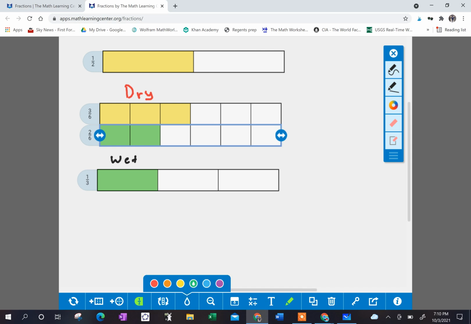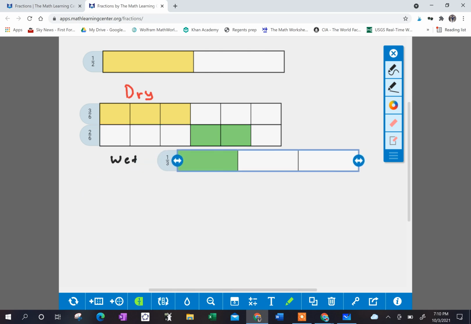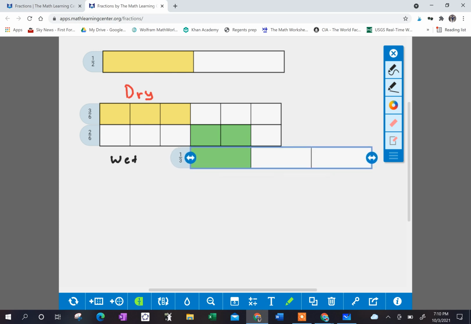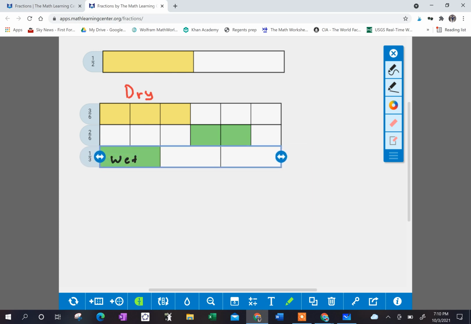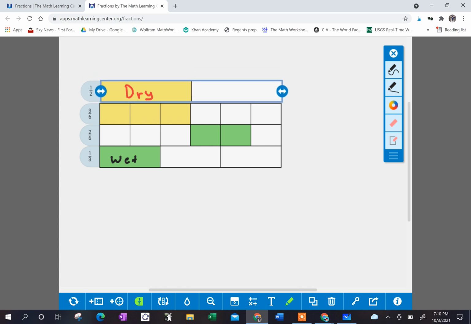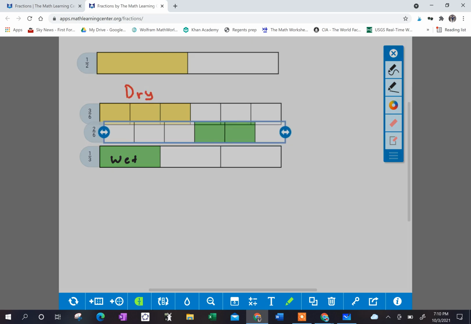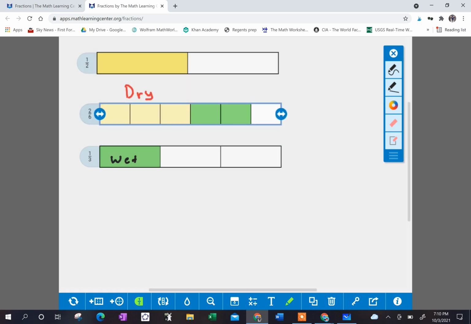And if you want, I can actually change this to look like this. And now, if I overlap, you can see that 2/6 is the same as 1/3. You can see that 3/6 is the same as 1/2. If I overlap them, you can see that I have in total 5/6.